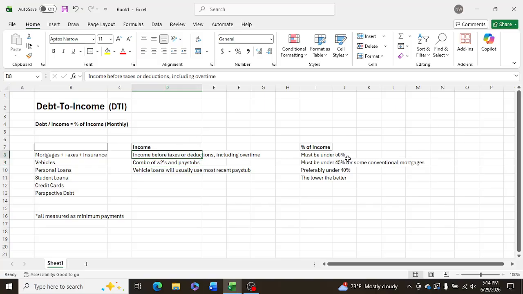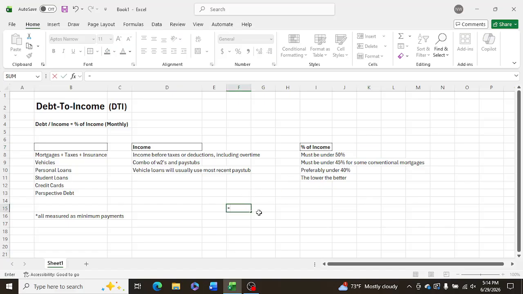Okay, and then it gives you a percentage. So let's say you're spending $2,000 a month on debt payments and your income is $6,000 a month. Then that ratio is 0.33, and as a percentage, that's 33% of your income spent on debt.